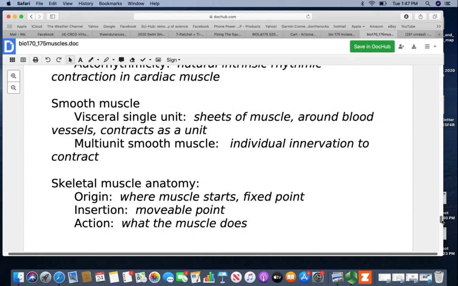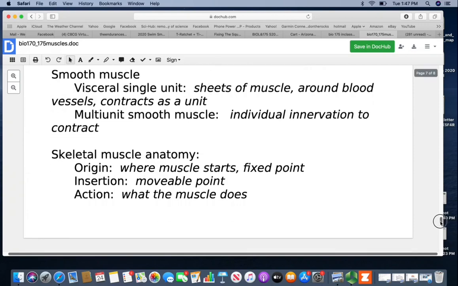When we look at skeletal muscle anatomy, it's pretty universal how we describe it. The origin is the fixed point. It's where the muscle starts. The insertion is the movable point, and the action is what it does. So when we describe muscle anatomy, just about any source you look at is going to break it down into these three parts. It isn't that it's left to you to figure out which part does what.